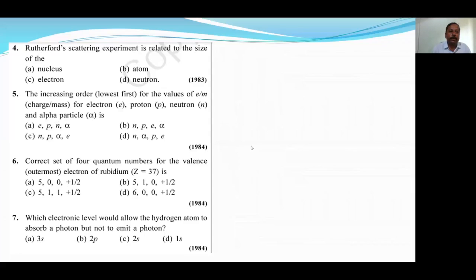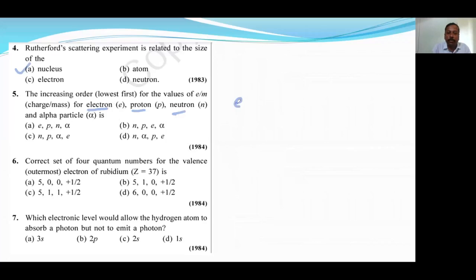Next question is Rutherford scattering experiment. Rutherford scattering experiment is related to the size of. Very simple question. Size of what? Nucleus. Then increasing order of lowest first e by m ratio of electron, proton, neutron and alpha particle. Fifth question, anybody can answer.